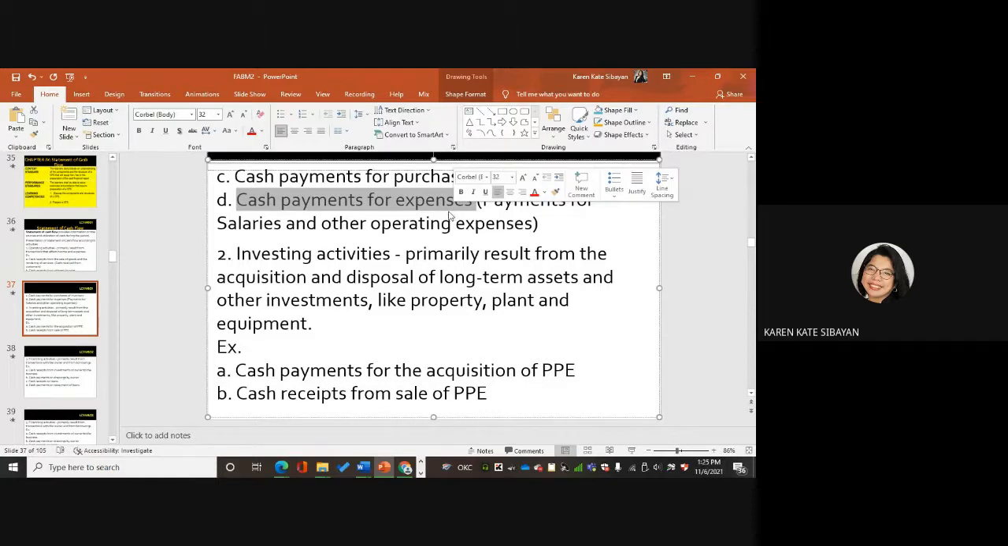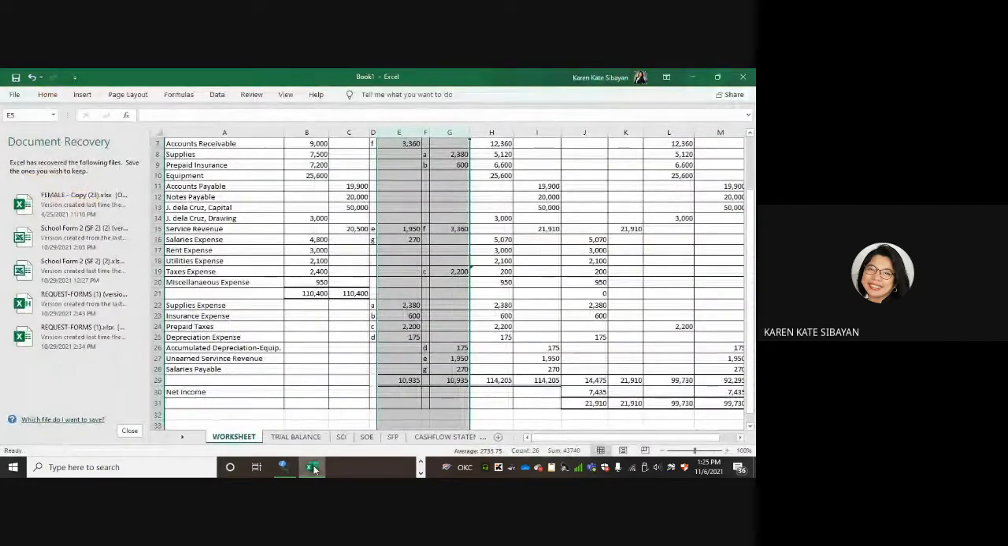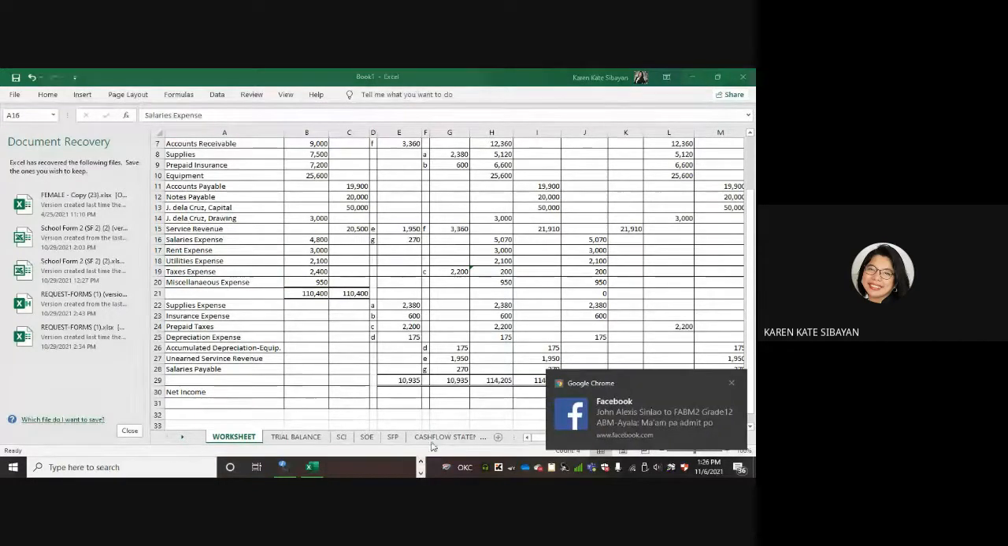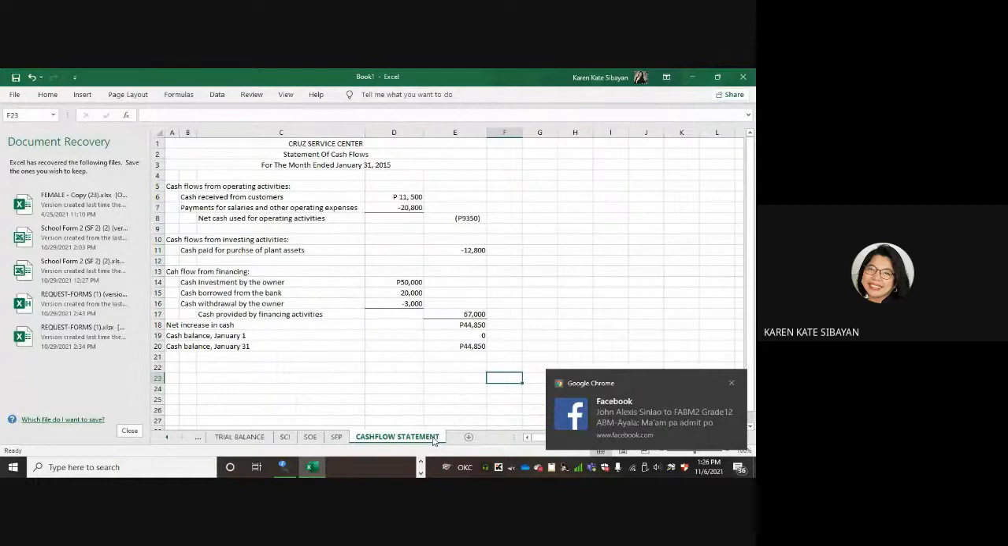Okay? Then, cash payments for expenses. So, what are these expenses? These are operating expenses necessary to run your business. So, check again the working paper. What are the things to be considered as operating expenses? So, ayan ang mga expenses niya. Pinag-isa. Kung ganyan, halimbawa, which is your bonus, yun na ang sagot.